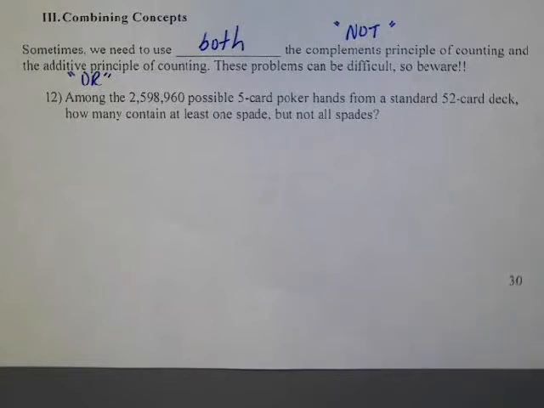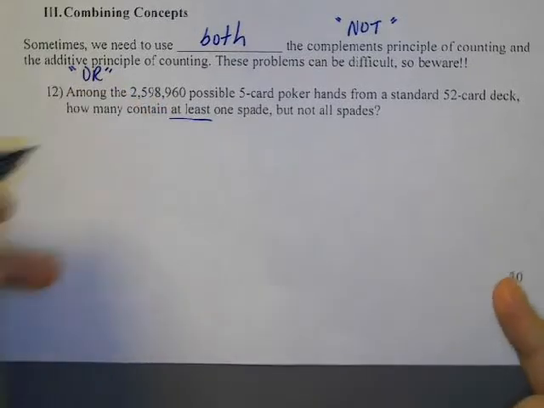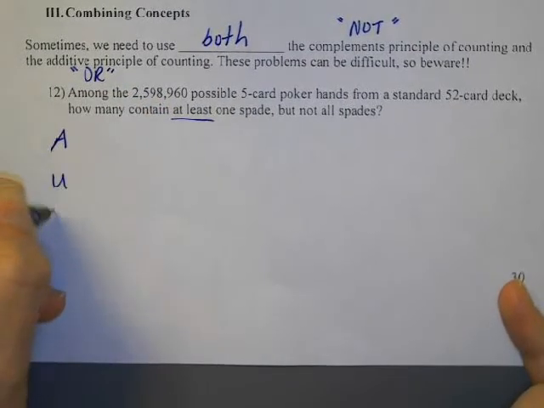Does order matter? Are repeats allowed? How many parts will the job take? 12. Among the 2,598,960 possible 5-card poker hands from a standard 52-card deck, how many contain at least one spade, but not all spades? So we see this phrase "at least," which drives that we begin with A, U, A prime.